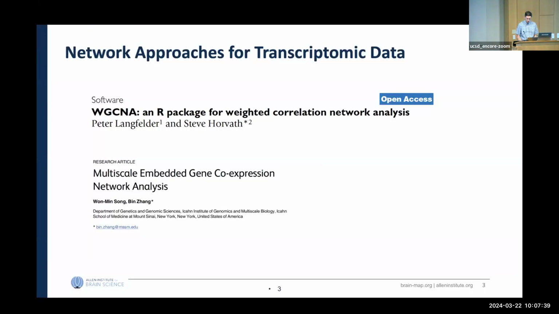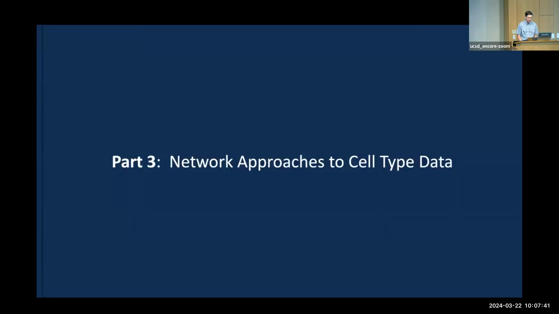Okay, there we go. So the first part is about what I call network approaches to cell type data. And this is a broad thing. What does it mean, network? You can think about networks in graph theory, like the Ford-Fulkerson algorithm, or minimum spanning trees, this kind of thing, right? All the kind of combinatorial algorithms.